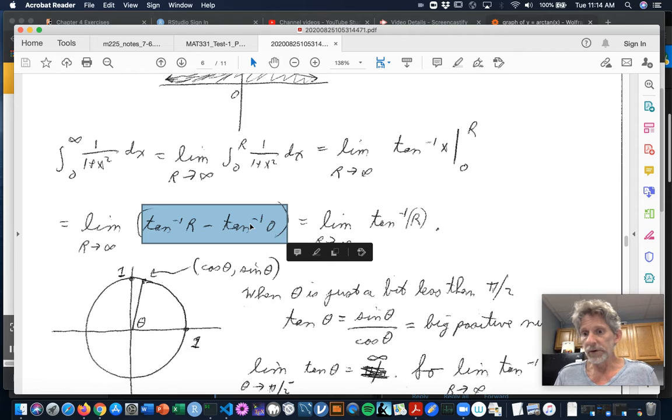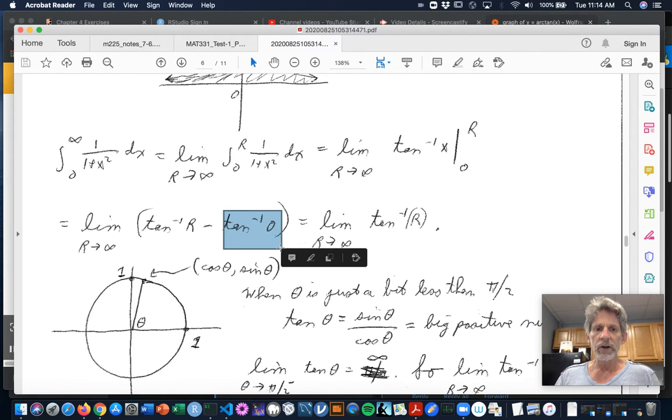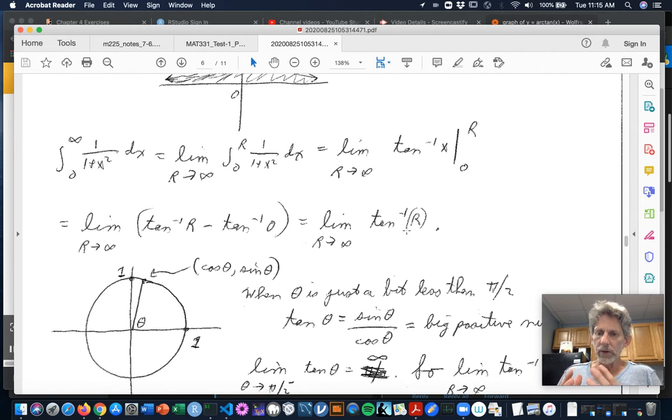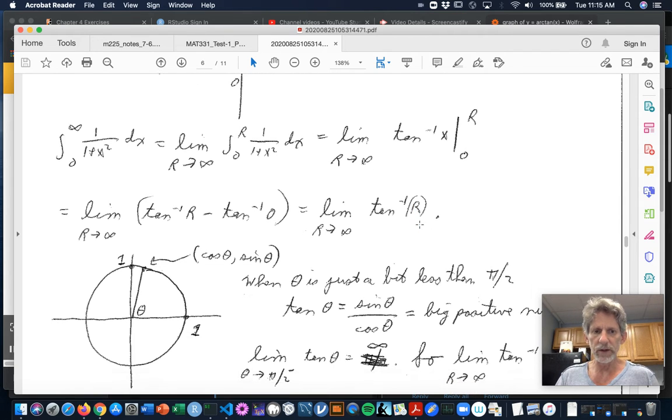You know, with any inverse trig function, there's infinitely many angles that would have a given tangent, but they only pick out for the inverse trig function those angles between minus pi over 2 and pi over 2. So if you're asking for an angle whose tangent is 0, you're going to have to pick 0 radians. So that expression is going to be 0. So we're left just with the limit as r goes to infinity of the inverse tangent of r. And so we're wondering, what angles between minus pi over 2 and pi over 2 would have really big tangents, because r is getting to be a really big positive number.